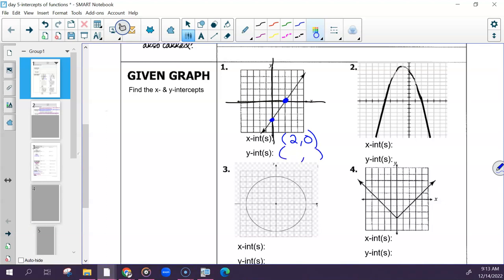The y-intercept is at negative 3, yes. How would we write that? Go ahead, Anna. Zero, negative 3. Because our x is always 0 for our y-intercepts. So as long as you don't switch those, then you're fine. Questions on that one? Great, let's do another one.